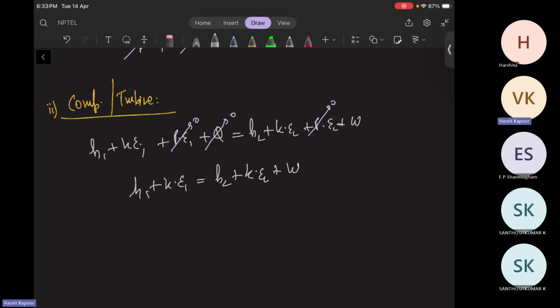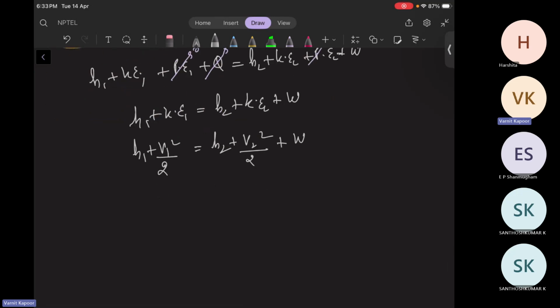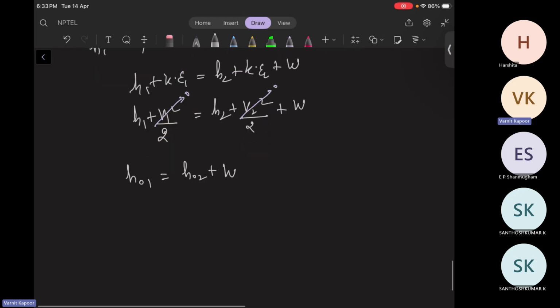Again, I'm saying H1 plus V1 square by 2 is equal to H2 plus V2 square by 2 plus work. And in terms of stagnation, my V1 and V2 will be 0. So that is nothing but your H01 is equal to H02 plus work. So if it is a compressor, it is nothing but H02 minus H01, because temperature will be higher at the outlet.